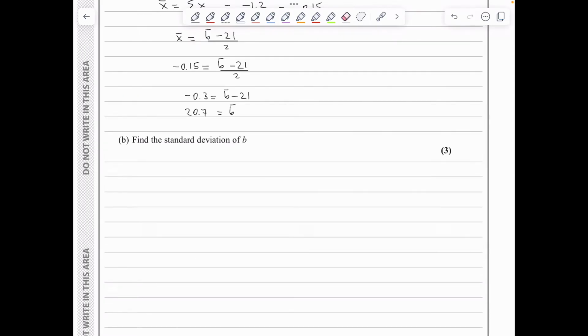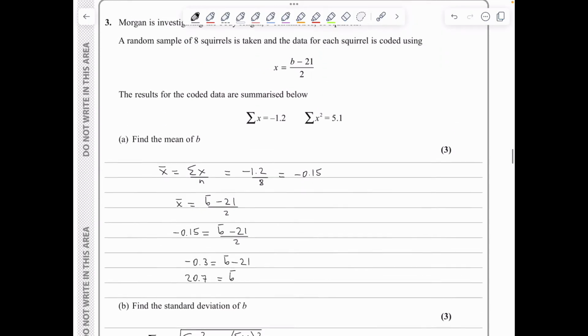In part B, we're asked to find the standard deviation of B, and I will start by finding the standard deviation of X, which is given by the square root of sigma X squared over N minus the sigma X over N all squared. So in our case, it's going to be 5.1 divided by 8 minus the negative 1.2 over 8 all squared and then square root. Plug this on the calculator, get the standard deviation for X to be 0.7842 dot dot dot.